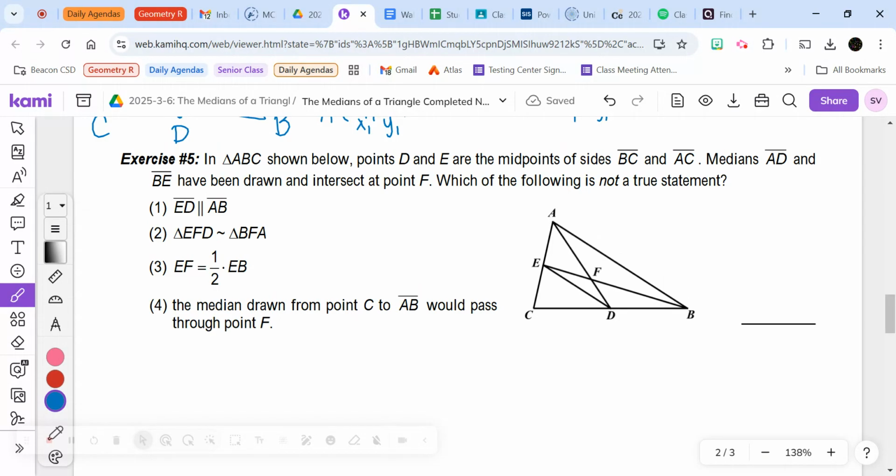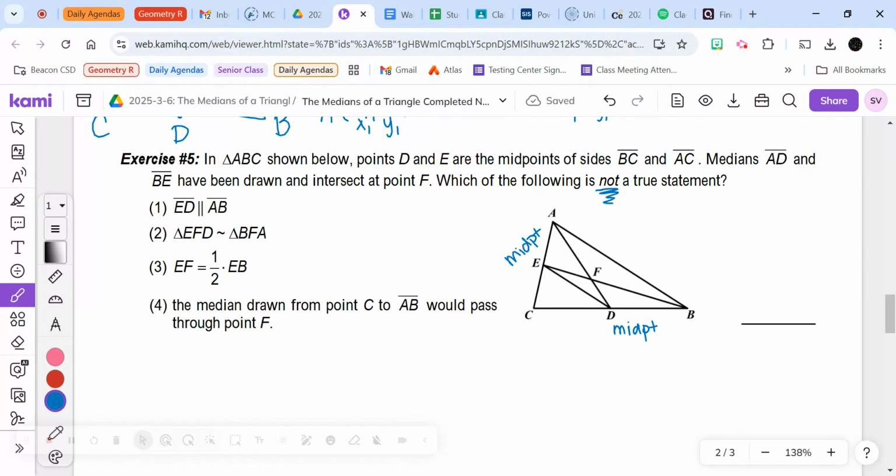With exercise 5, it says, in triangle ABC shown below, points D and E are the midpoints of sides BC and AC. So just from that, I'm going to mark E and D as a midpoint. It just helps my train of thought. We know that medians AD and BE have been drawn and intersect at point F. Which of the following is not a true statement? So just go through your answer choices here and see what is not true.